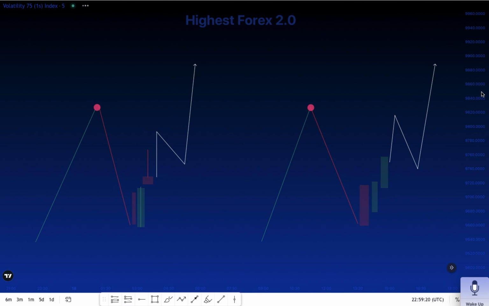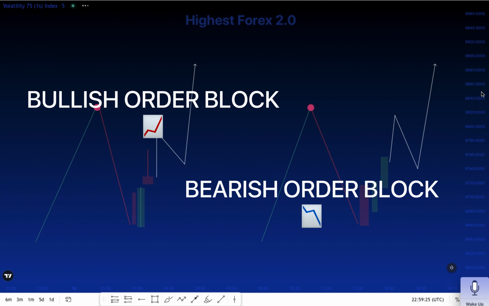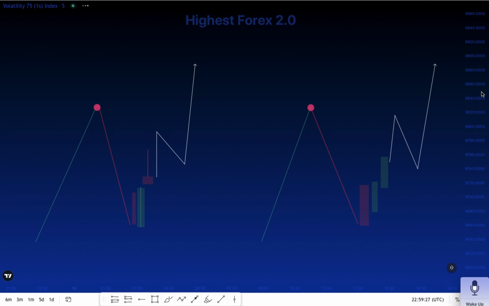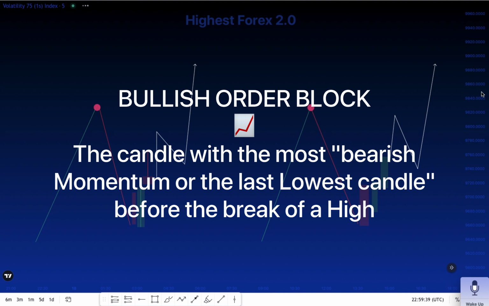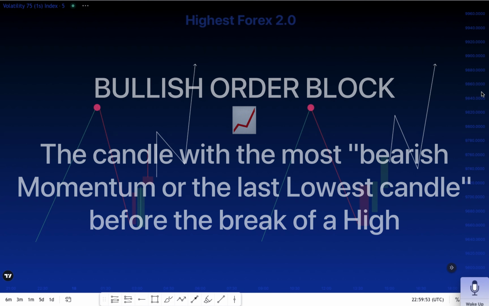Now, order block is divided into two for real. That's it. Bullish order block and bearish order block. Let's go with the bullish first. The bullish is defined as the last bearish candle before the bullish impulse that broke a structure. It's not supposed to be the last bearish candle. It's supposed to be the last candle with the most of the bear momentum. Alright? The last candle that has the most bearish momentum. It can be a bullish candle, but it had more bear momentum than the bearish candle itself.